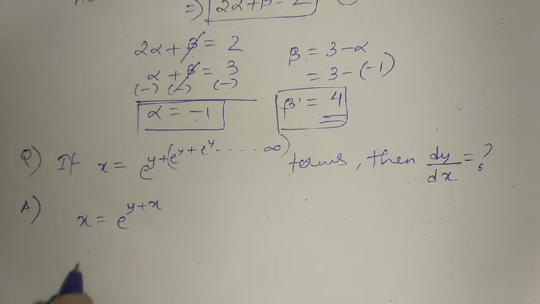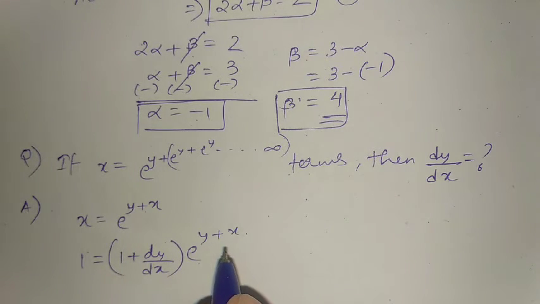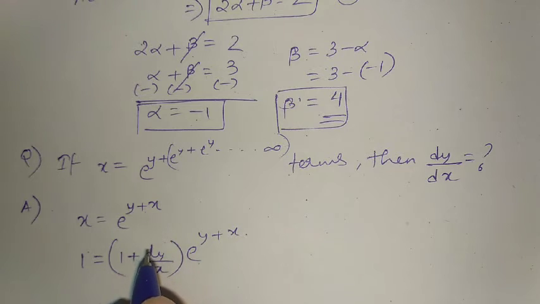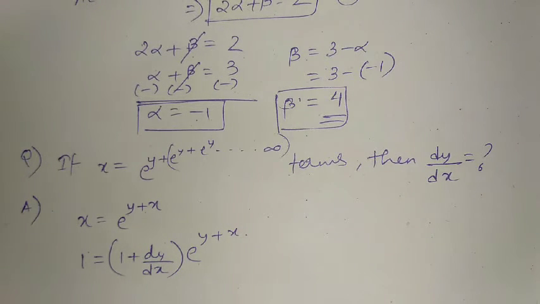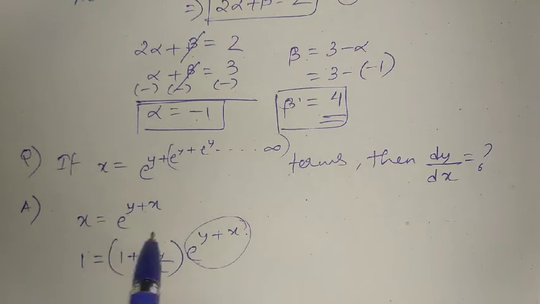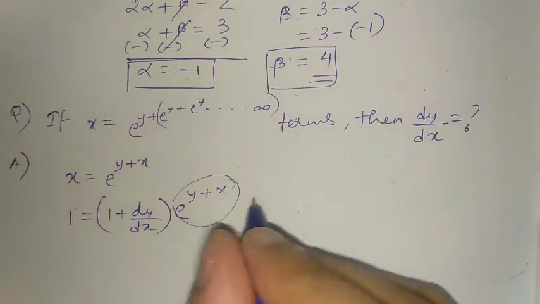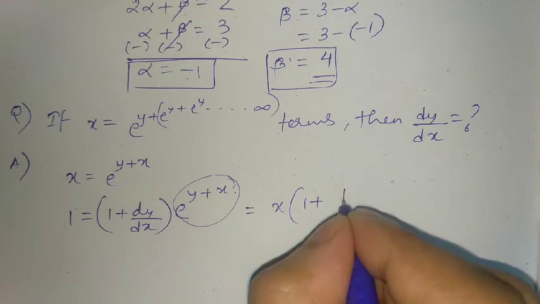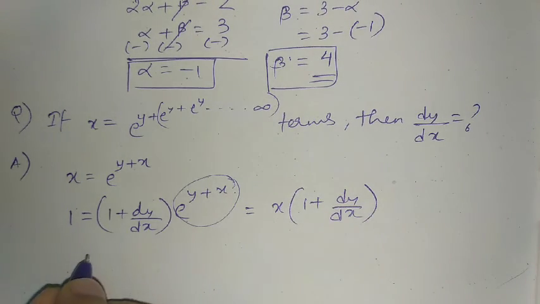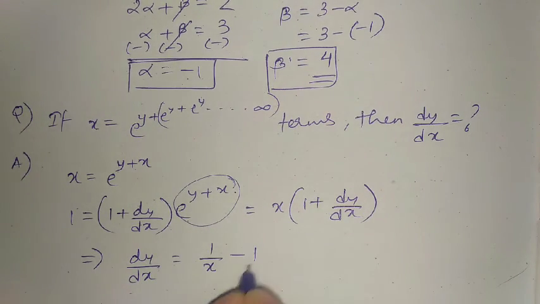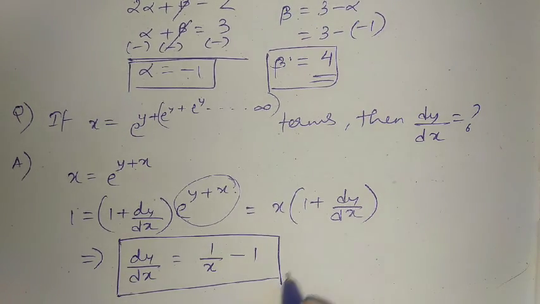Now differentiating with respect to x on both sides, we will get this as equal to the differentiation of the power, 1 plus dy by dx, into e to the power y plus x. And we know e to the power y plus x is equal to x, so this will be equal to x into 1 plus dy upon dx. So this implies that dy by dx is equal to 1 by x minus 1. So this is the answer.